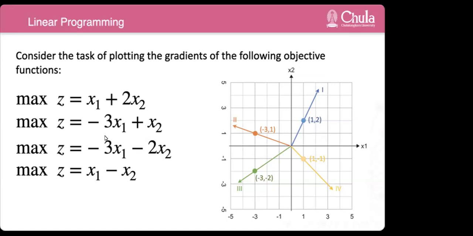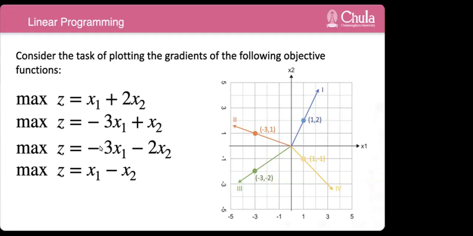The next one, maximize minus 3x1 plus x2. We draw a line from (0, 0) to (minus 3, 1), this point. Okay, this is the gradient. This direction is the gradient. To maximize it, you follow this direction.